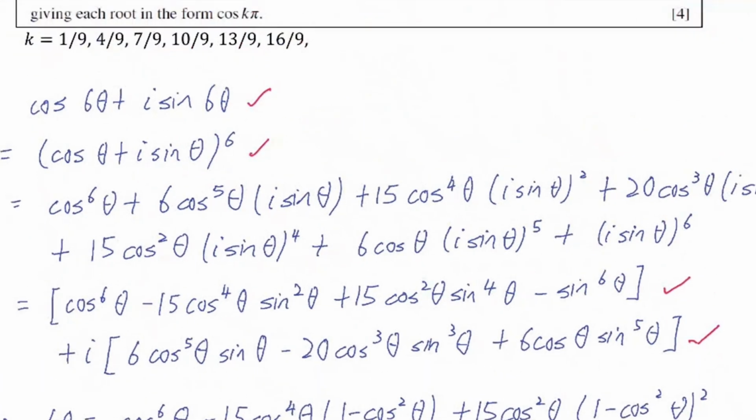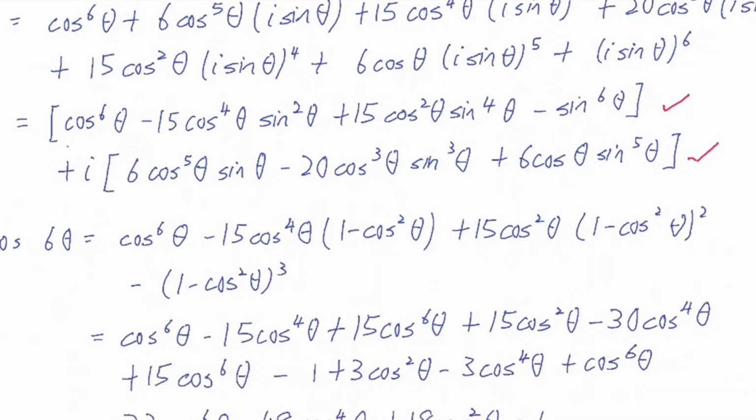After that, we look at what we want, which is cos. The cos is the real part, so we're just taking the real part from that. Okay, this is the real part. But in our real part, we still have a lot of sine square, sine power 4, and sine power 6.